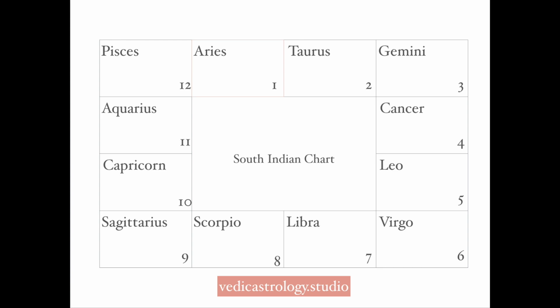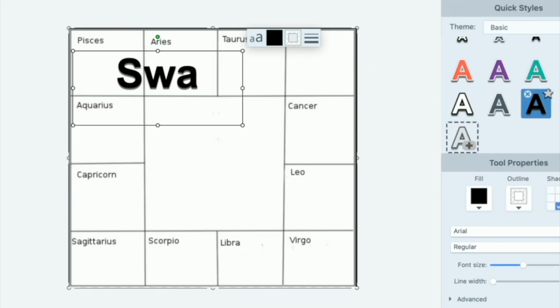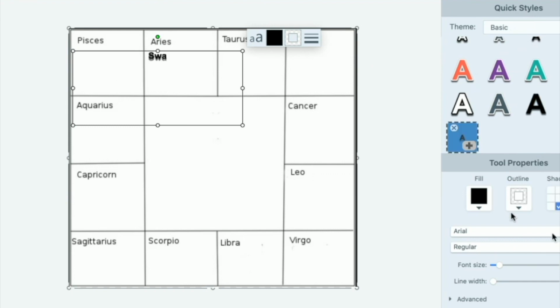Okay, so let's start with Aries. Basically, Mars will be Swa in Aries or Scorpio, and it will be debilitated in Cancer.